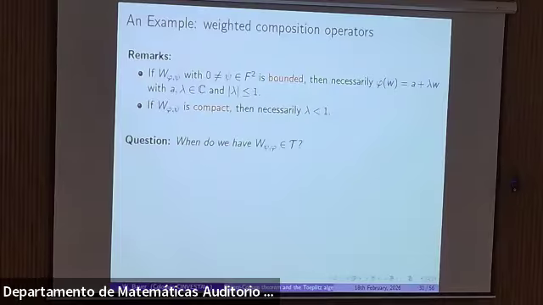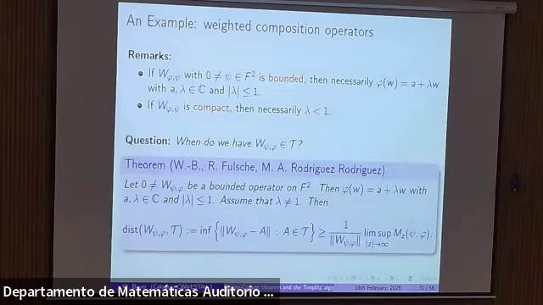But now we know when this operator is bounded, and we know when it is compact. So the question is, when is it in the Toeplitz algebra, which is strictly in between bounded and compact, right? And this is a joint result with Robert Fulsche and Miguel Rodriguez, and it says this. So if this weighted composition operator is not zero, and if it's a bounded operator, and we know when it is bounded, it's characterized by this function m. And then necessarily, as we saw here, the function phi must be an affine linear function, this one here, where lambda has absolute value smaller or equal 1. And now I assume that lambda is not the point 1.